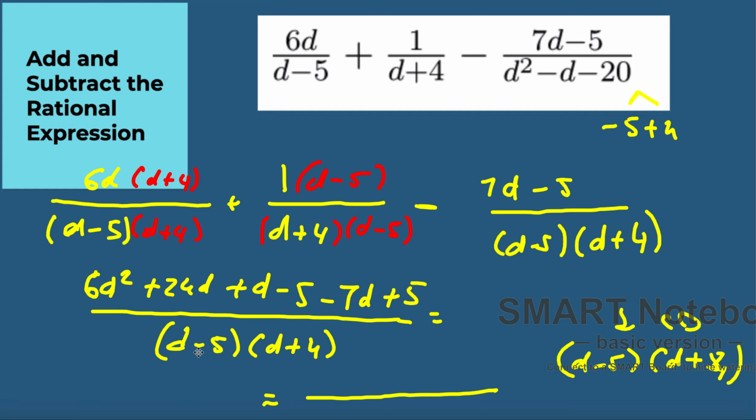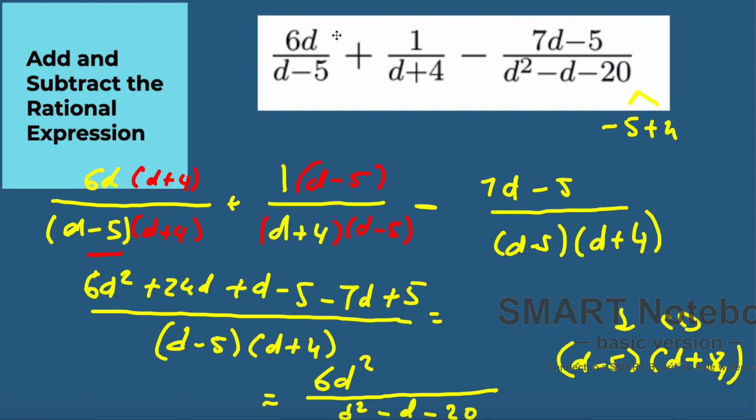So let me simplify. We already know if we multiply those two factors, we get d squared minus d minus 20. So I don't have to do any extra work here. But here I have 6d squared. I have just one 6d squared. Looking here, I don't have any other d squared. So let me write 6d squared.